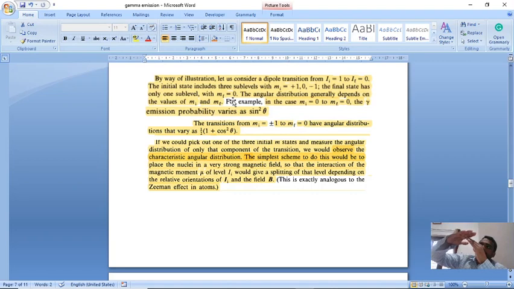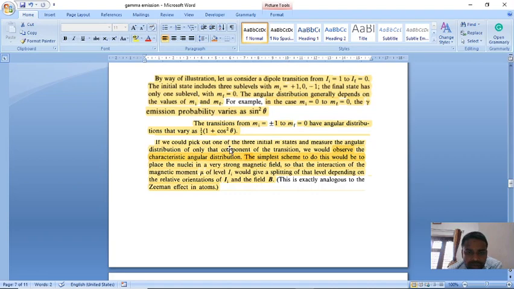Then Ii has three states, it is a triplet: plus 1, 0, minus 1. Okay, excited state, three states, triplet state. For example, in the case Mi equal to 0 to Mf equal to 0, the gamma emission probability varies as sin square theta. The transition from Mi equal to plus or minus 1 to ground state Mf equal to 0 have angular distributions that vary as half into 1 plus cos square theta.